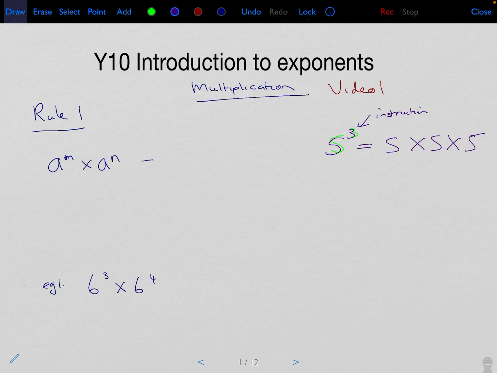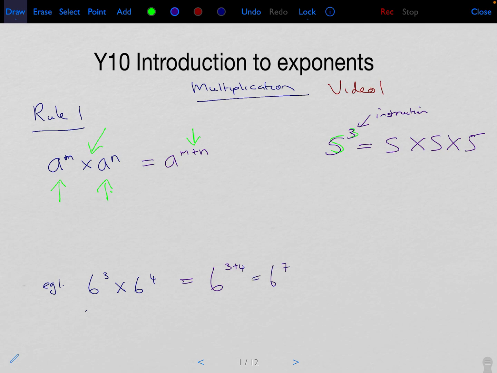So the first rule is if we've got two things with the same base and we're multiplying them, we add the exponents. Okay, so we have the same base, that one is A and that one is A. We're multiplying them and then we add the exponents. So, for example, if I've got 6 to the 3 times by 6 to the 4, then that's 6 to the 3 plus 4, which is 6 to the 7.